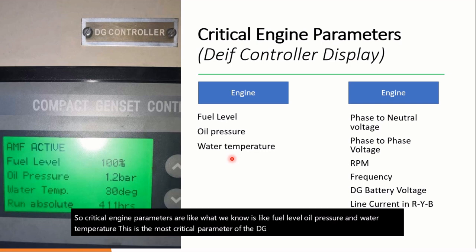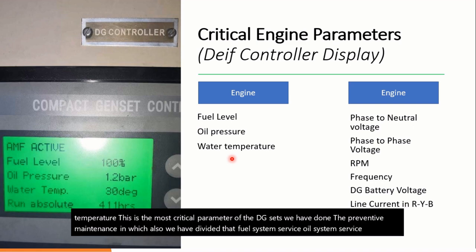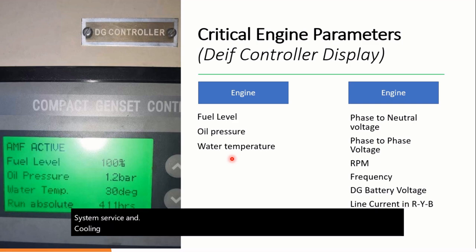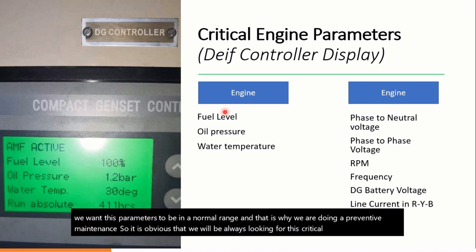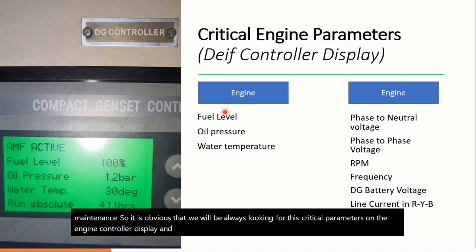We have done the preventive maintenance, in which we divided the fuel system service, oil system service, air system service and cooling service. Why have we taken these four different sections of preventive maintenance? Because we want these parameters to be in a normal range, and that is why we are doing preventive maintenance. So it is obvious that we will always be looking at these critical parameters on the engine controller display, by which we verify whether our machine is working as per requirement or not.